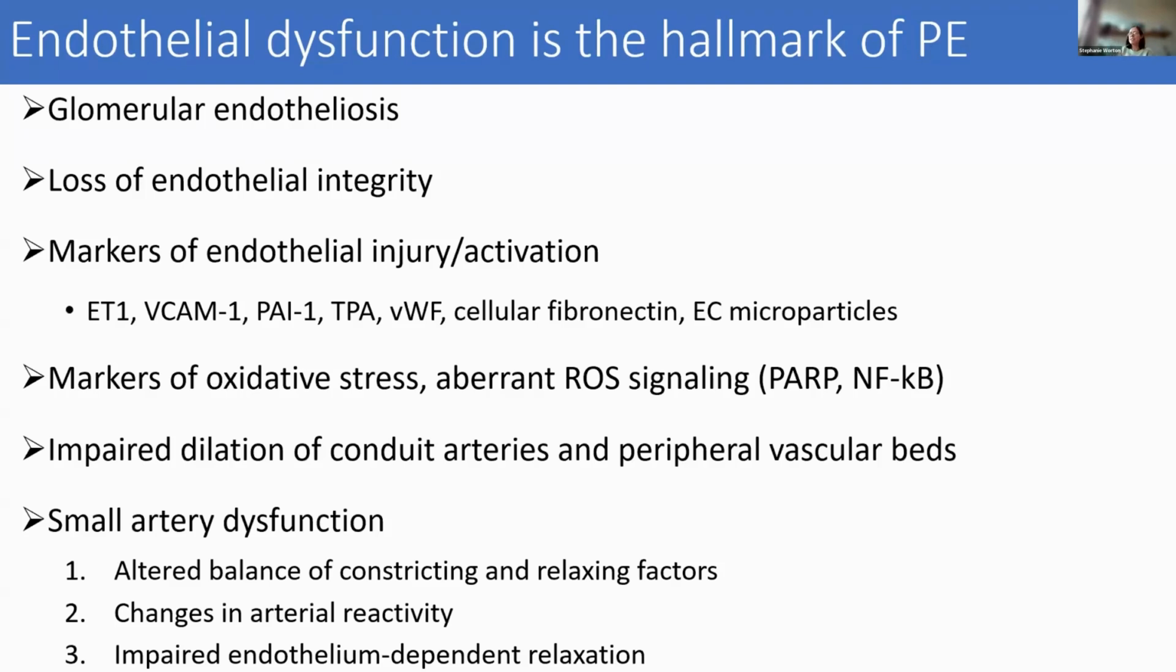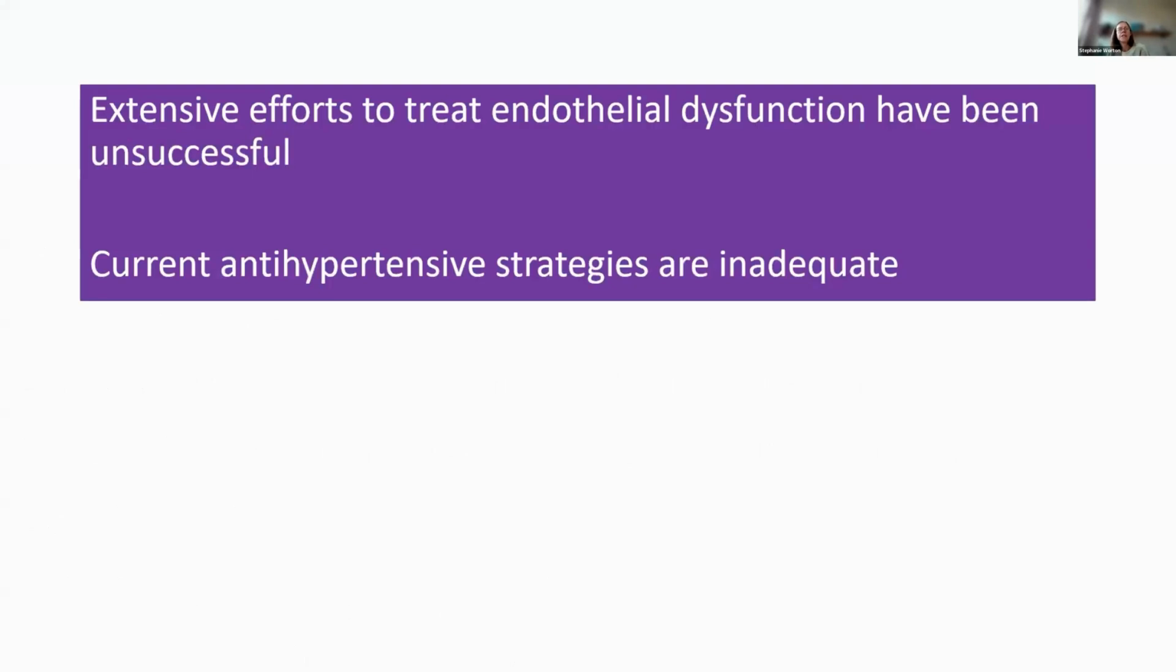Certainly, many markers indicating activation of endothelium or disturbance of its normal processes can be seen. And certainly, ex vivo arteries show clear impairment of endothelial-dependent vasorelaxatory mechanisms. But 30 years on, our efforts to treat endothelial dysfunction have not yet yielded a clinically useful therapy. And there's been relatively little consideration of the downstream effector, the vascular smooth muscle itself.